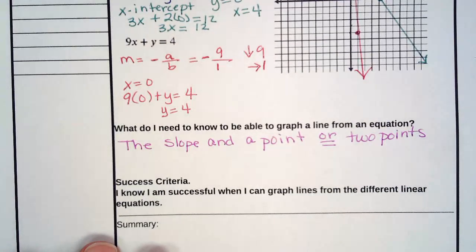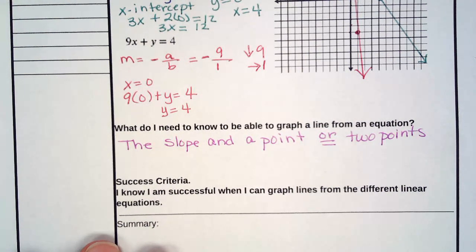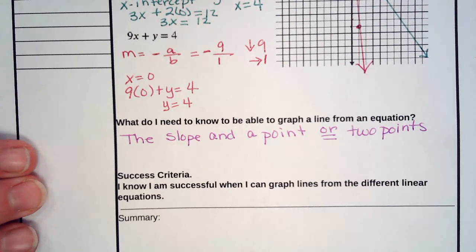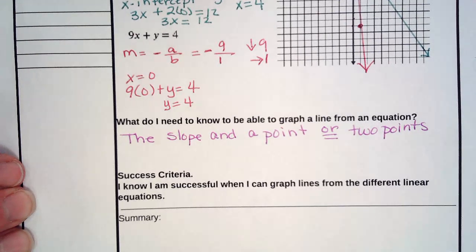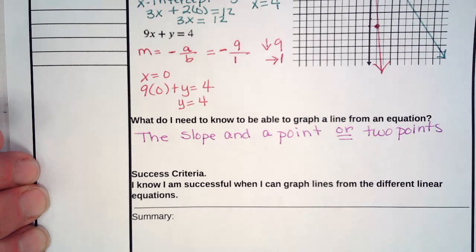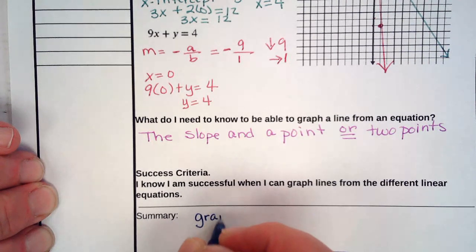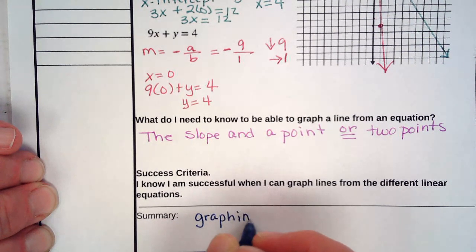So, how do you know when you're successful? You know when you're successful when you can graph lines from different linear equations. We've got the standard form, y-intercept form, and point-slope form. So I am graphing equations, graphing lines from equations.